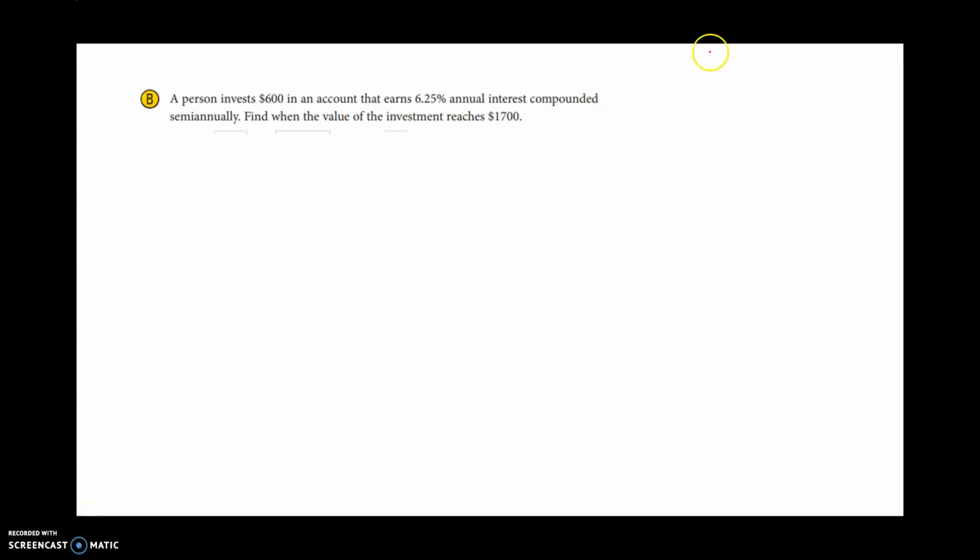All right, welcome to 13.4, part 2. So now we are using our compounded more than once a year equation, which looks like this. The value at time t is the principal, 1 plus the rate over n, to the n t, where n is the number of times per year that the interest is compounded.